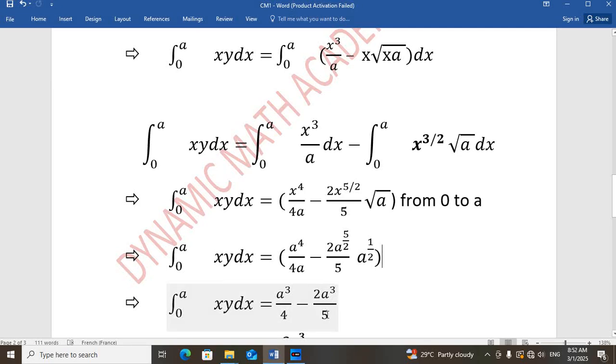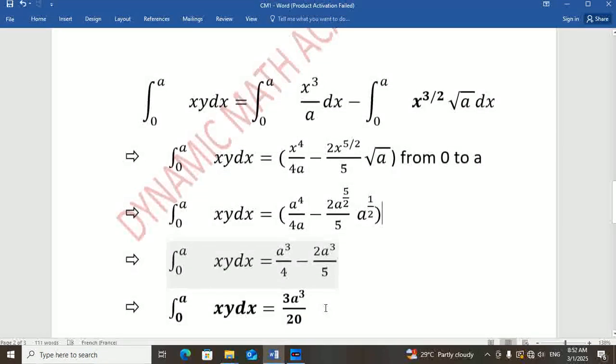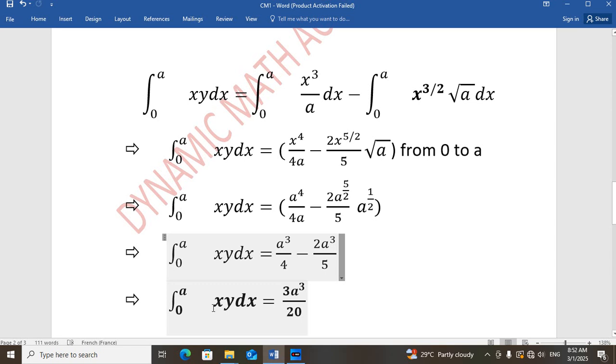Perfect. So if we subtract them together, we're going to have the integral of xy dx equal to 3a cubed on 20. That's the integral of xy dx, which will be equal to 3a cubed on 20. Hope it's clear.